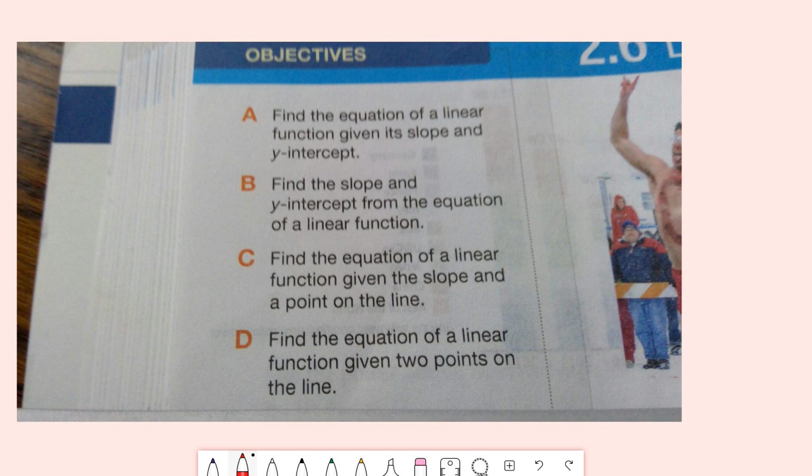We are on section 2.6 today, and these are our objectives for this lesson. A, find the equation of a linear function given its slope and y-intercept. So look at this: find the equation of a linear function given its slope and y-intercept. B, find the slope and the y-intercept from the equation of a linear function.